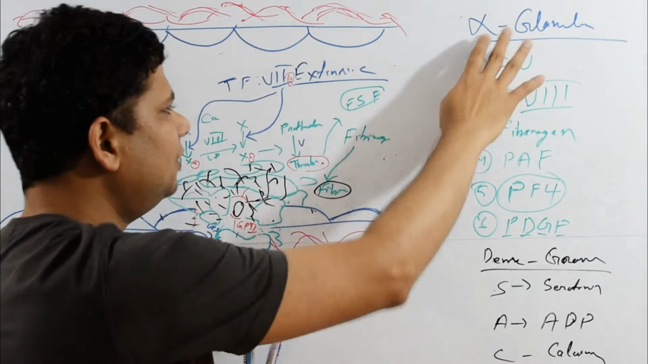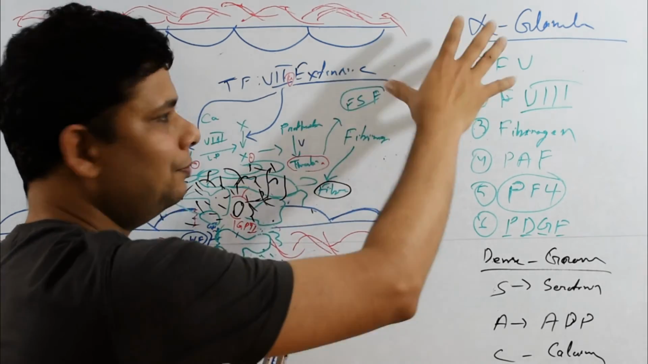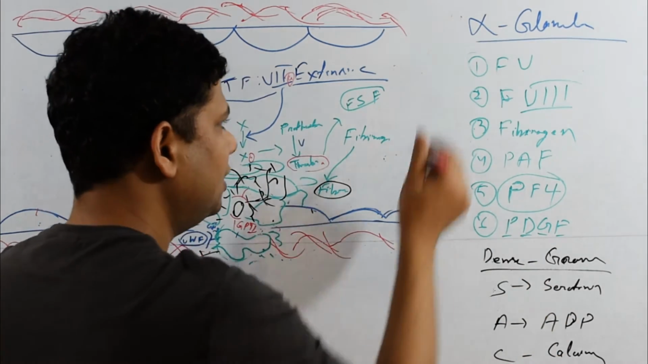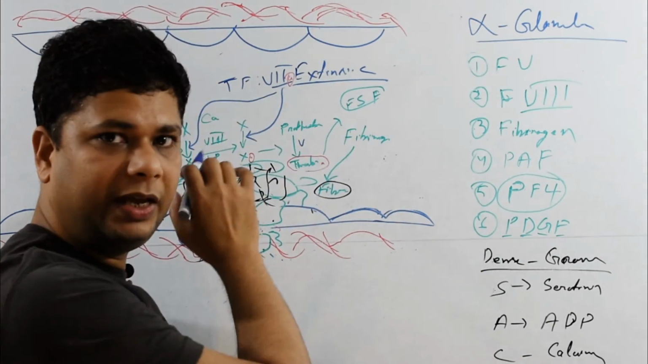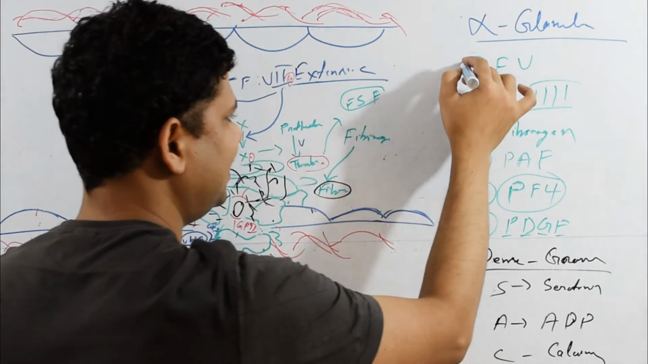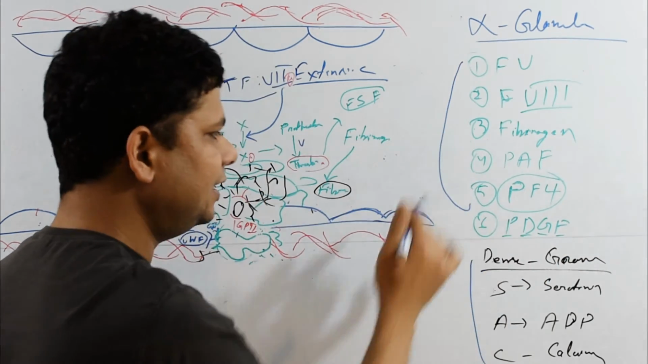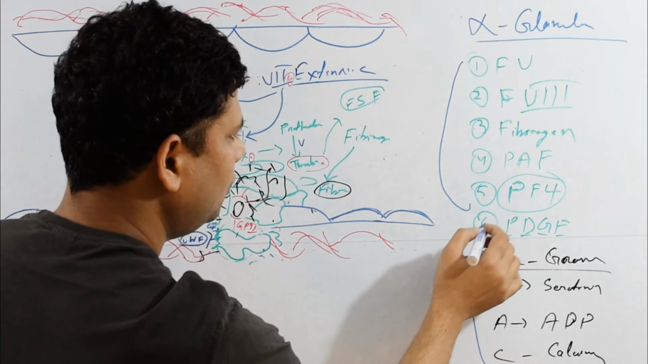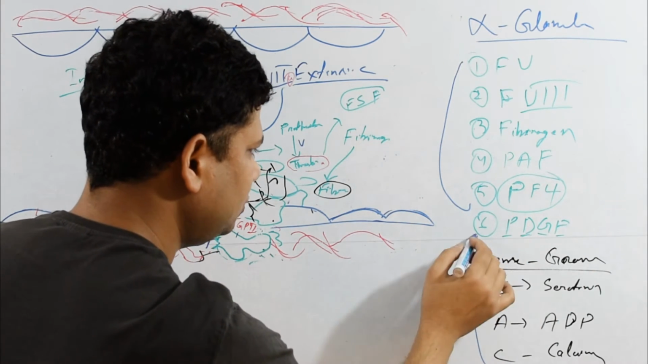So now we have known that all these factors which are secreted from alpha granule and dense granule or delta granule are used in different phases of the cascade. So these factors we know are already used. What is left? The left is platelet derived growth factor. What is the function of platelet derived growth factor?